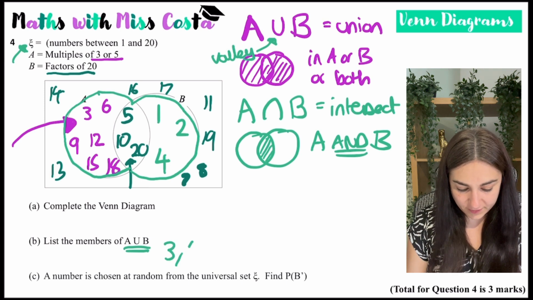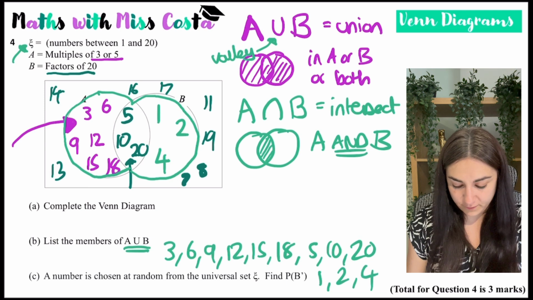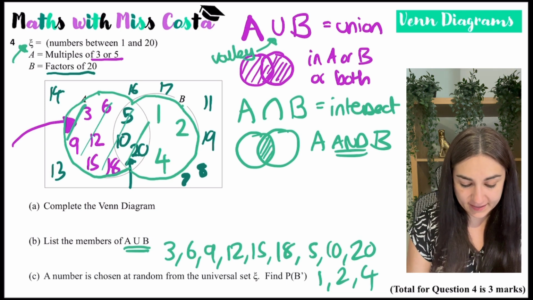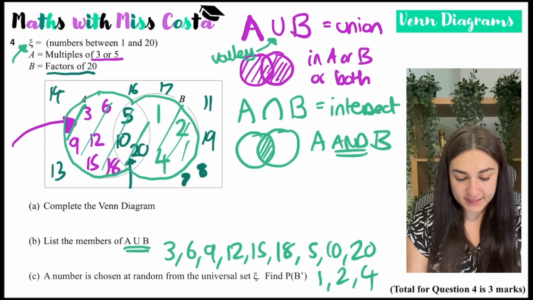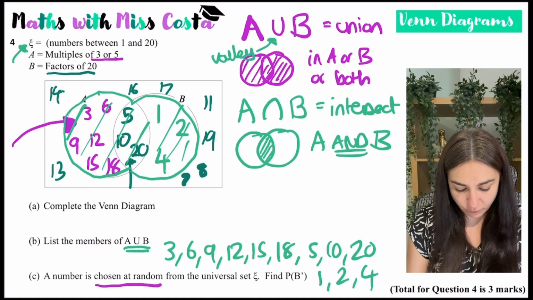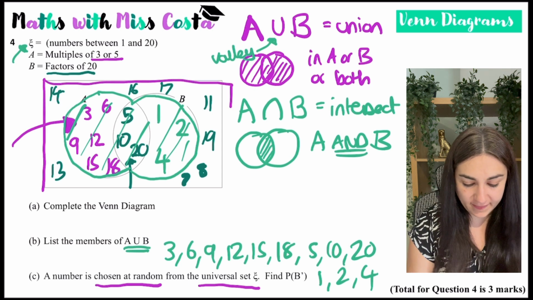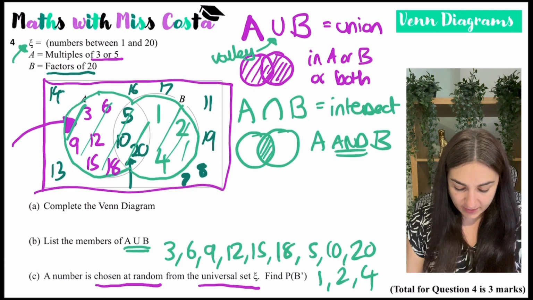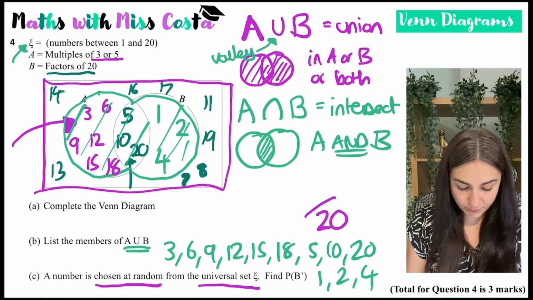So that would be 3, 6, 9, 12, 15, 18, 5, 10, 20, and then 1, 2, 4. Okay, so everything that's in that little bit there, that is the union. And then I'm told a number is chosen at random from the universal set. The universal set just means everything in this Venn diagram. And I know that there's a total of 20 numbers, so I know it's going to be out of 20.